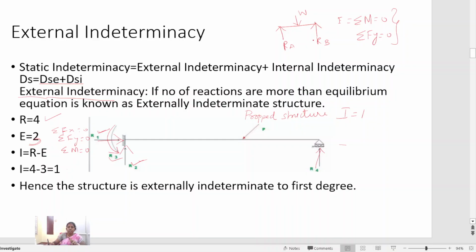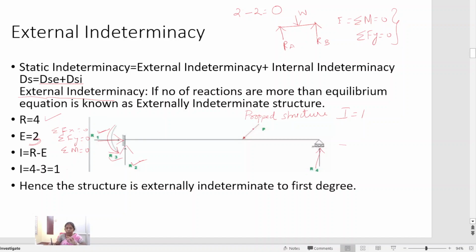And what are the unknowns? Two unknowns and two equations. So there is no indeterminacy. It is a determinate structure, simply supported. And in that case, we can consider summation of Fx.